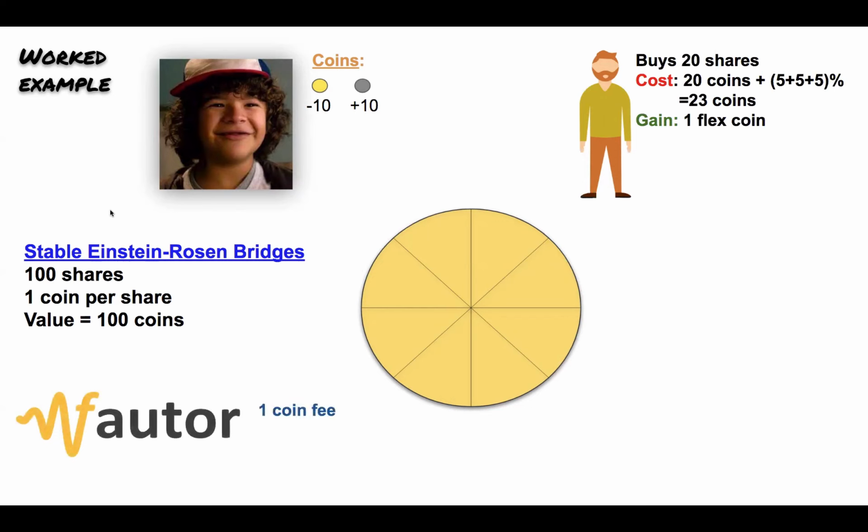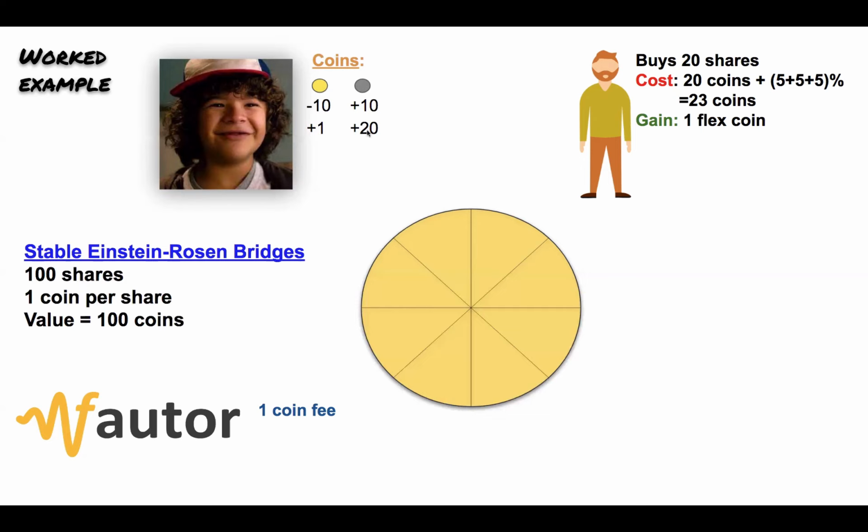So we take a 1 coin fee, or 5% of what John bought. But Dustin gets some reward for all this. So he gets 5% in flex coins. So this is the third 5% we see here on the right. It goes into Dustin's flex coins.